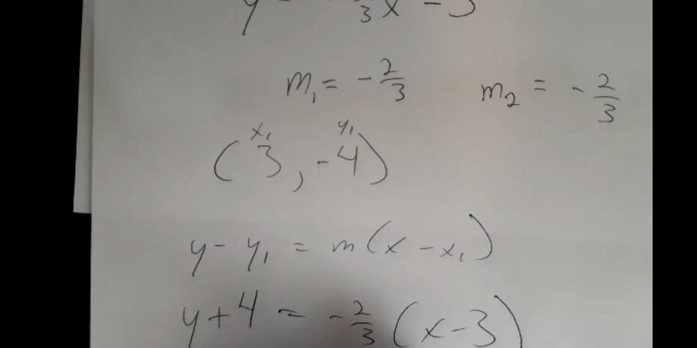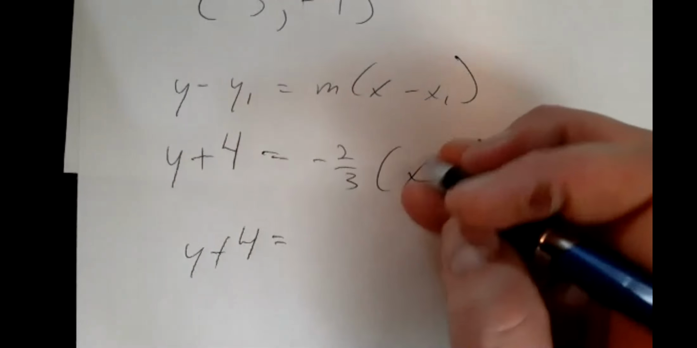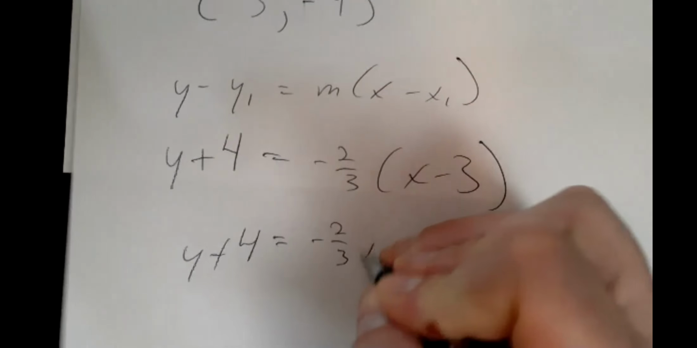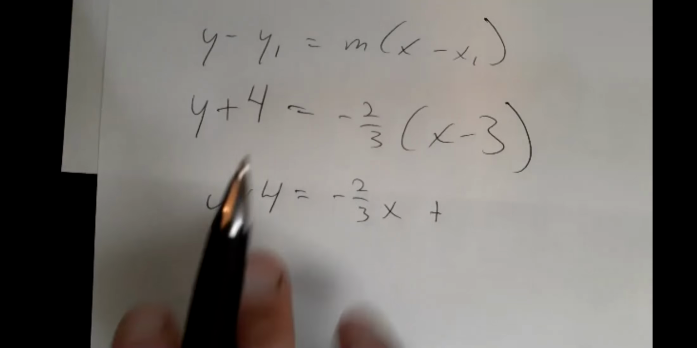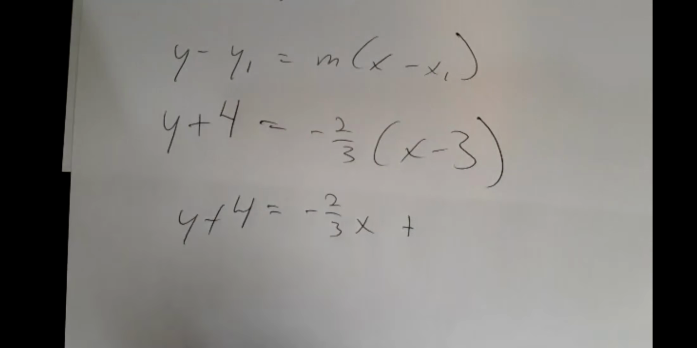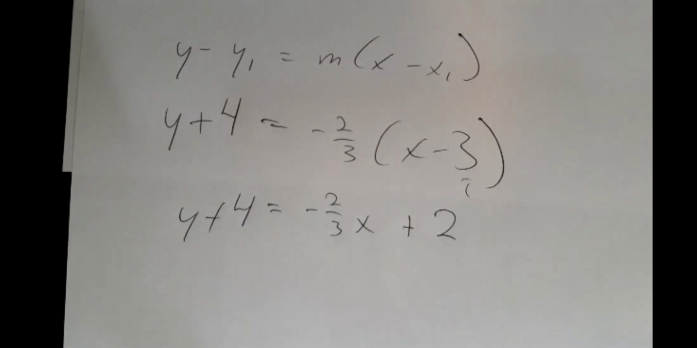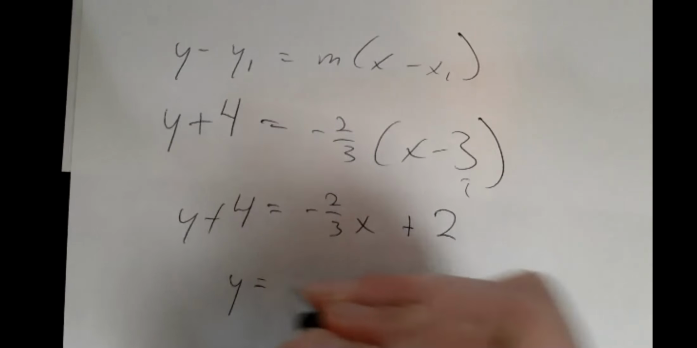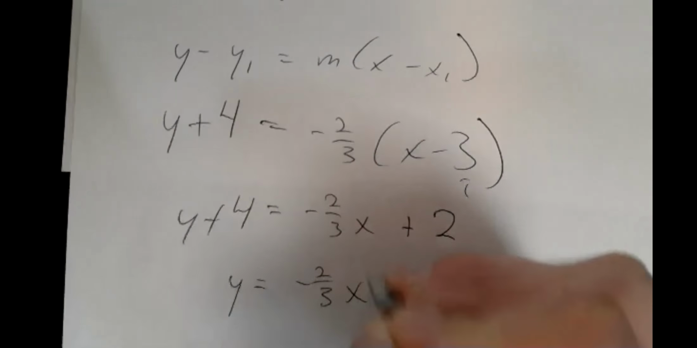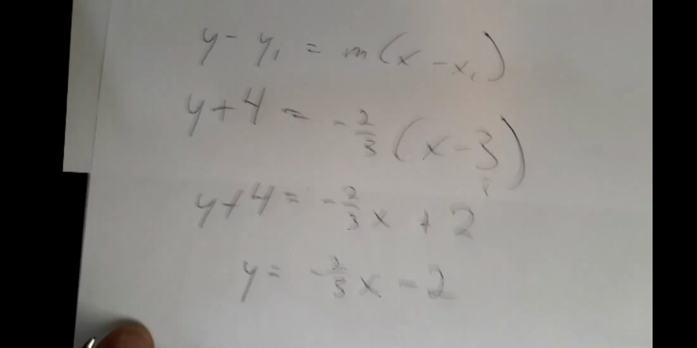So this looks like y plus 4 equals, distributing this -2/3 on x. Two negatives make a plus, so plus 2/3 times 3/1 is just going to be 2. Now I'm going to subtract 4 from both sides. y equals -2/3 x plus 2 minus 4, which makes that a minus 2.